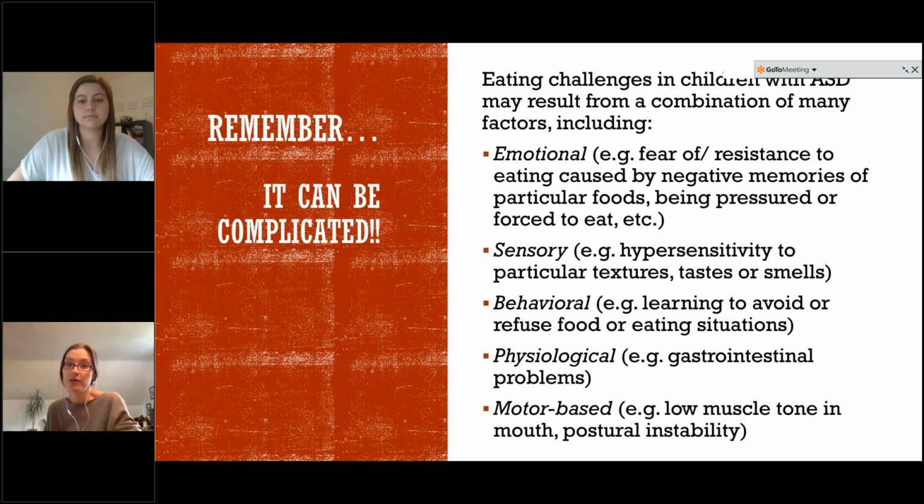Another area we need to look at is behavioral. What is the behavior triggered by? Is it something perhaps learned and something that needs to be unlearned, and how can we support the behavior of the child during mealtimes? Another area is physiological. We need to look at the way the body works, and whether there are any illnesses, perhaps allergies, or any problems that we need to look at in order to help the child enjoy mealtimes. Another area is motor-based difficulties, for example, low muscle tone in the mouth or in the whole body, or postural instability.